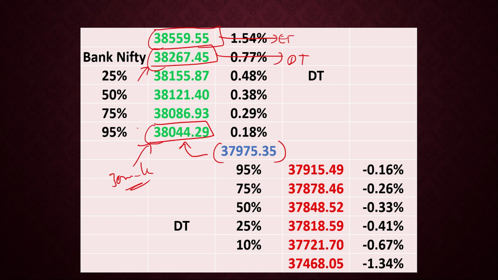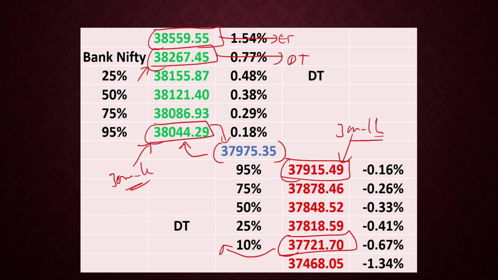But if the market fails to sustain above this 38,044 level, and if the market takes this level as a good resistance point and reverses from this level, then we can expect a fall up to this 37,915 level, and this will be acting as a good support point. And if the market closes below this level and sustains below this level for at least 30 minutes to 1 hour, then we can expect a further fall up to this 37,721 level, and we can consider this one as a daily target. And if the market closes below this level, then we can expect a further fall up to this 37,468 level, and this level will be acting as an extreme target.